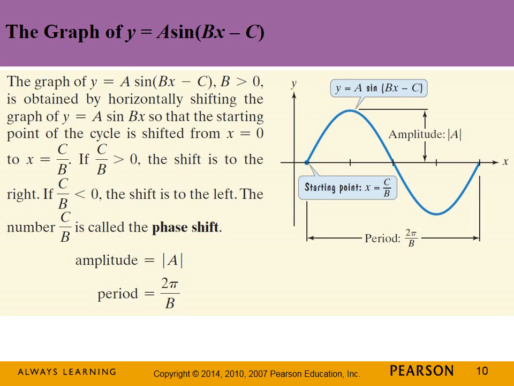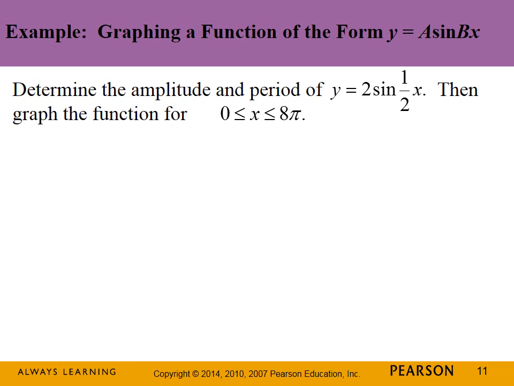So the phase shift just basically represents how far the graph is being shifted to the right or to the left. And so in the function y equals a sine bx minus c, the phase shift is c divided by b. And if that comes out to a positive number, the shift is to the right. If it comes out to a negative number, the shift is to the left. So now let's start looking at our examples.